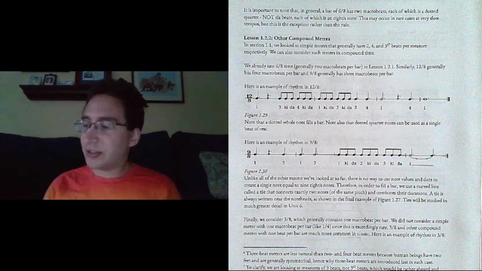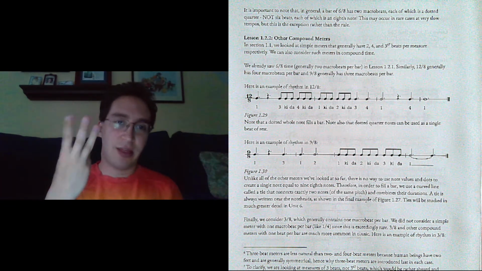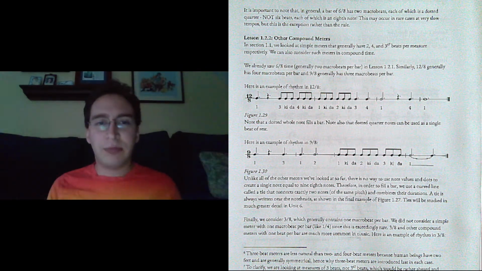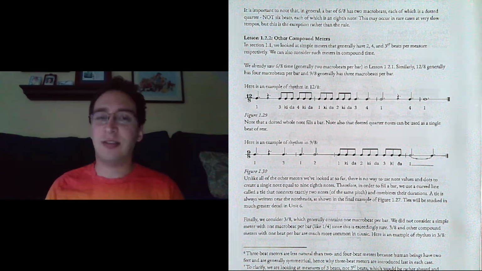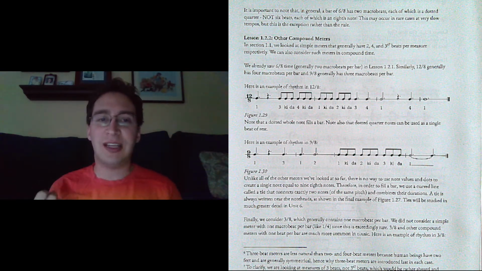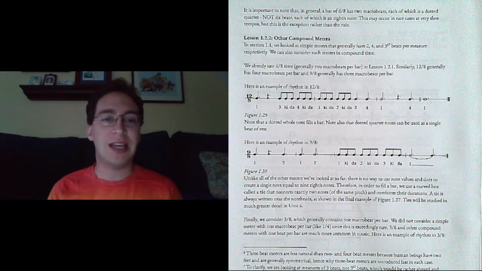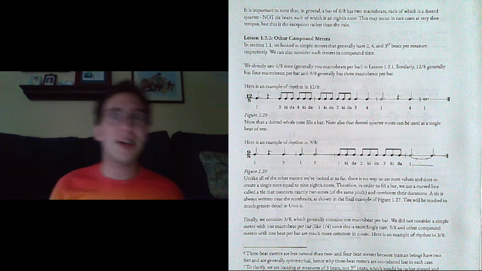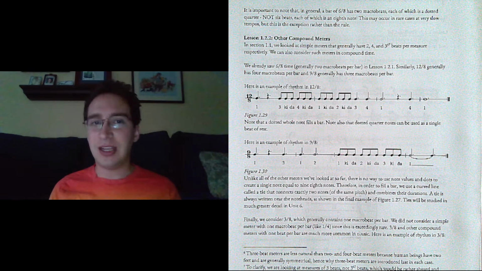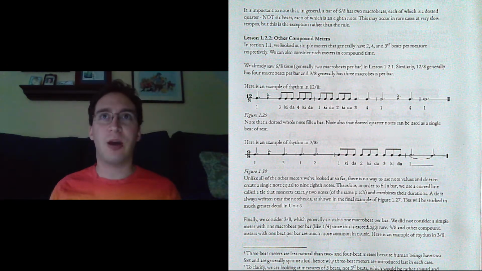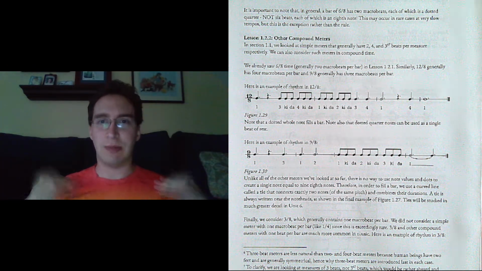And then we also have 9-8, which typically has 3 beats in a bar. I like to introduce these 3-beat meters last because reading and performing rhythms in 3 is less natural for us as human beings. We have 2 feet, so like when we're walking, all of our movements are based in 2s, so doing something in 3 is just a little weirder for us as human beings.